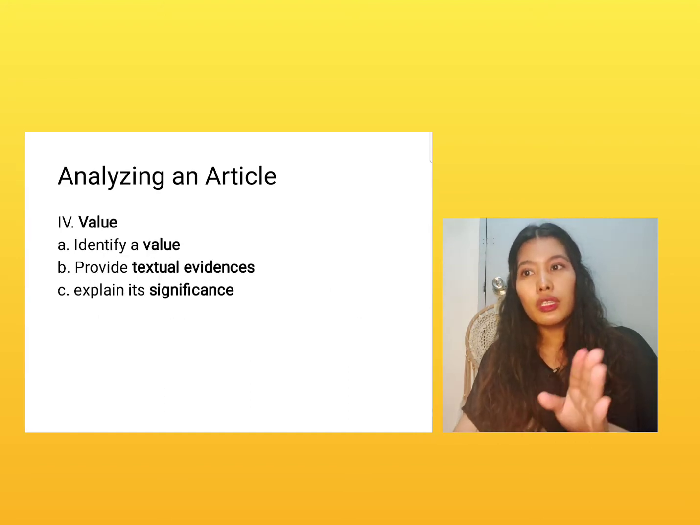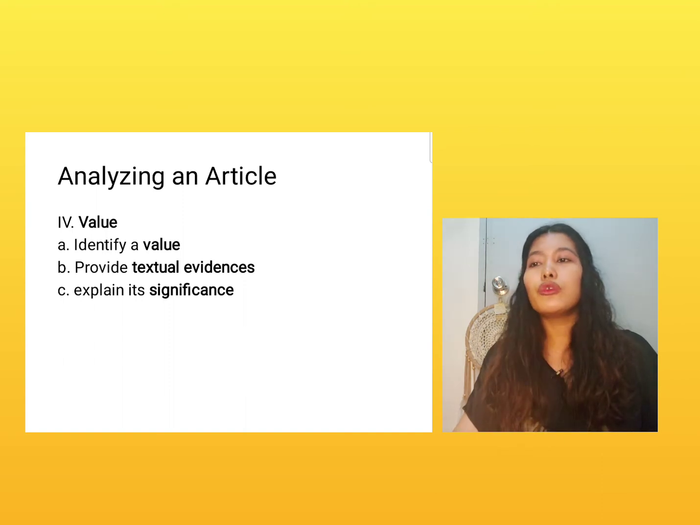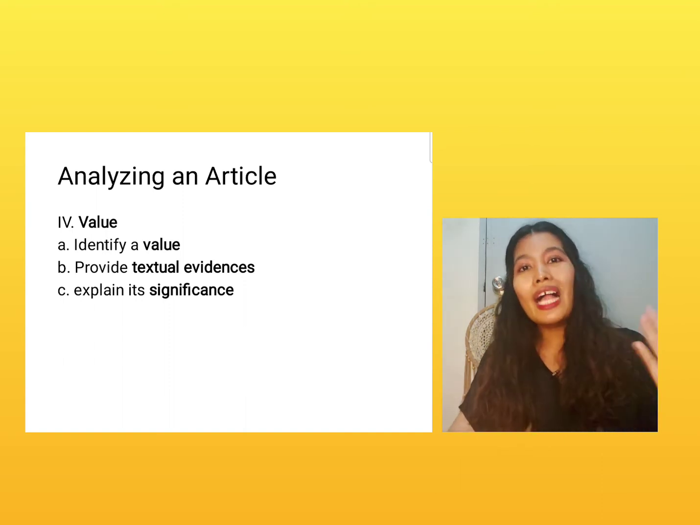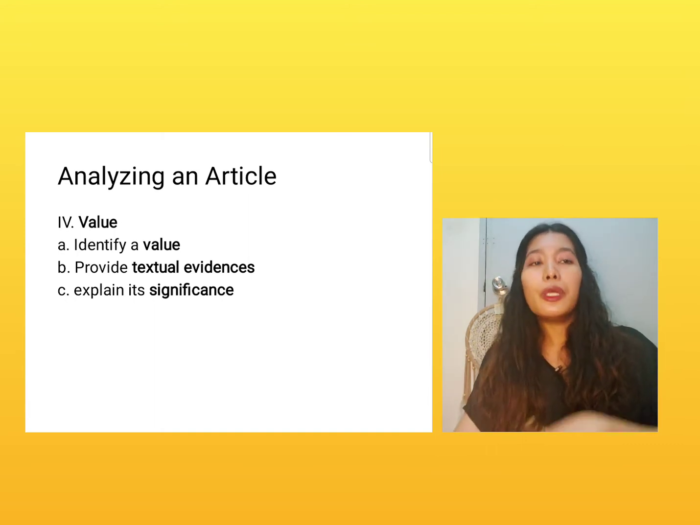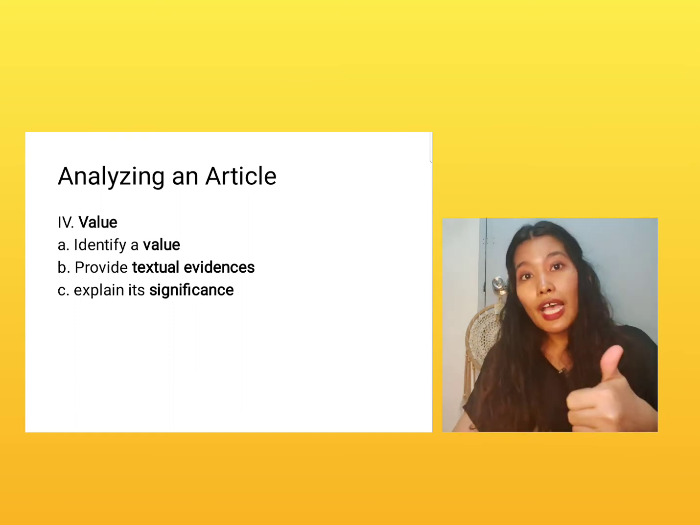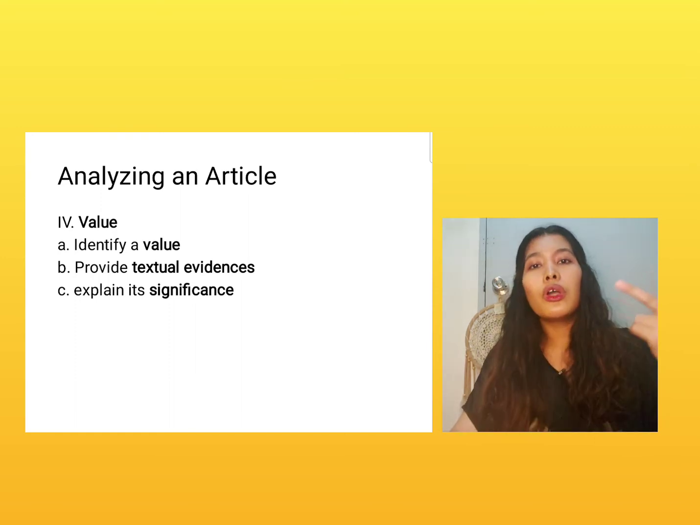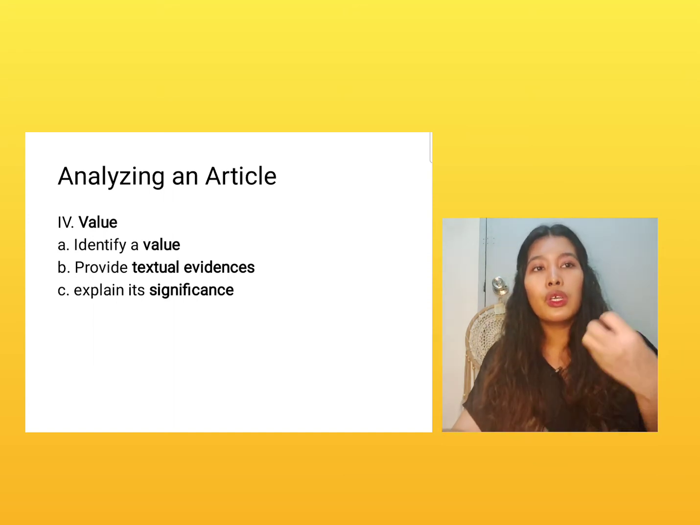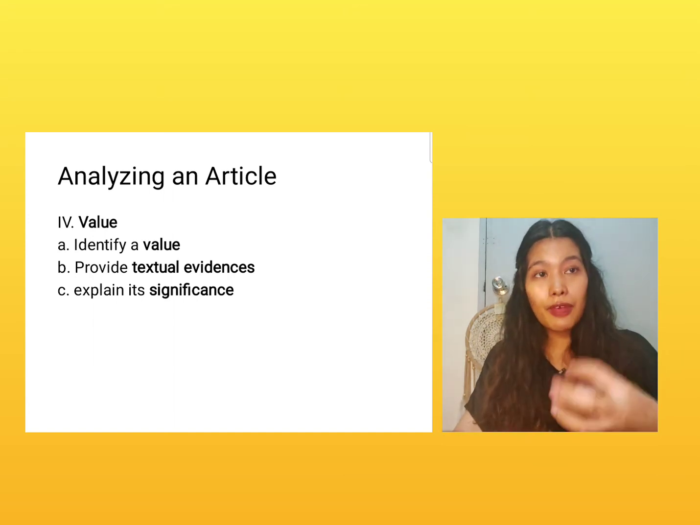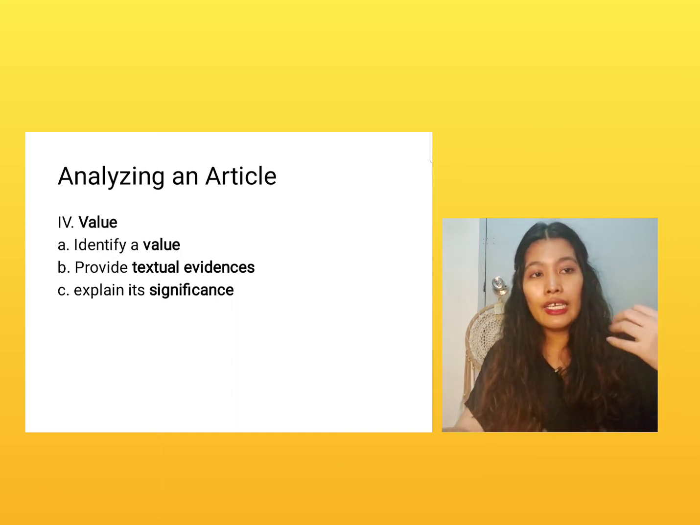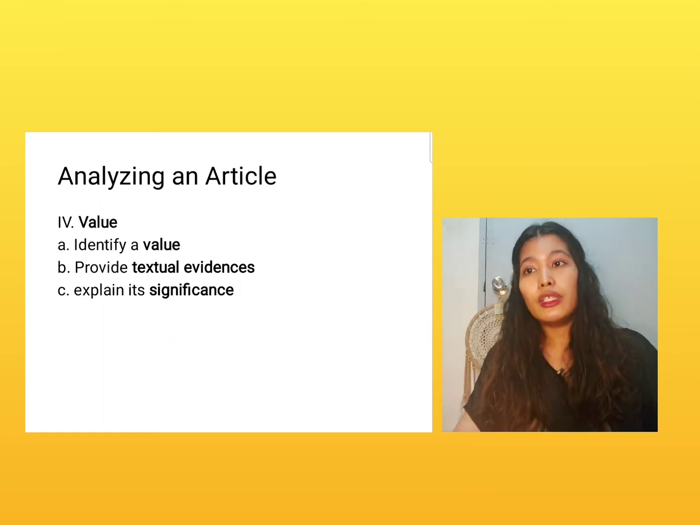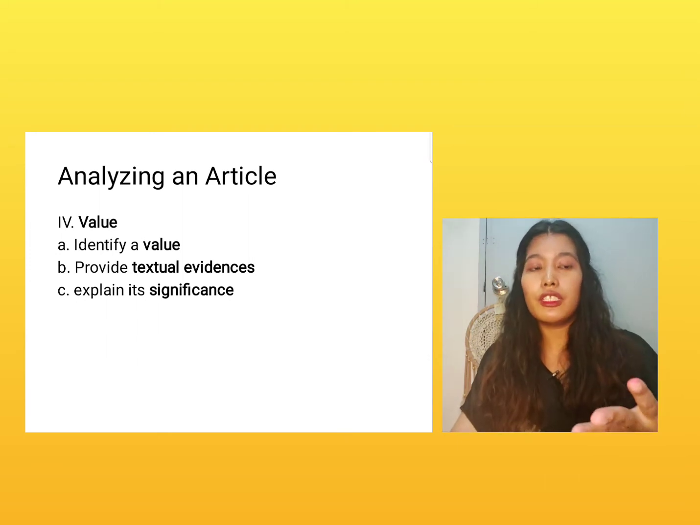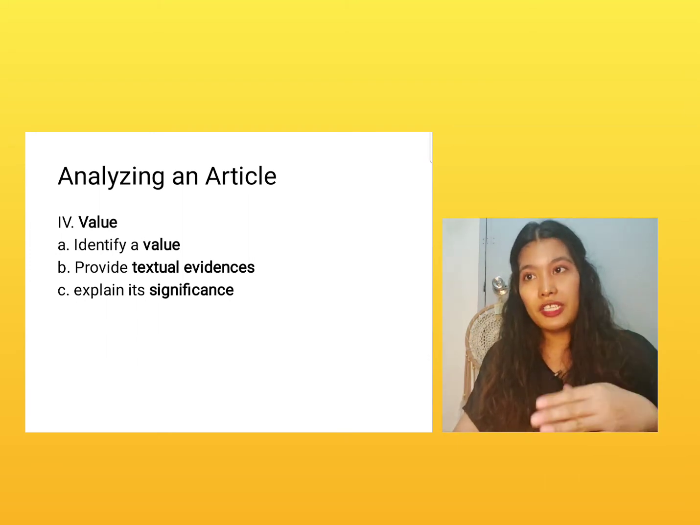Now, let's go to the fourth thing that you have to identify: value. What is the worth of the article or the idea inside the article? And there are a lot of values: historical value, economic value, political value, social value, personal value, the value of the idea to us personally. And then you provide textual evidence to back up your claim. And to explain, of course, you have to explain the significance of the value that you have identified.